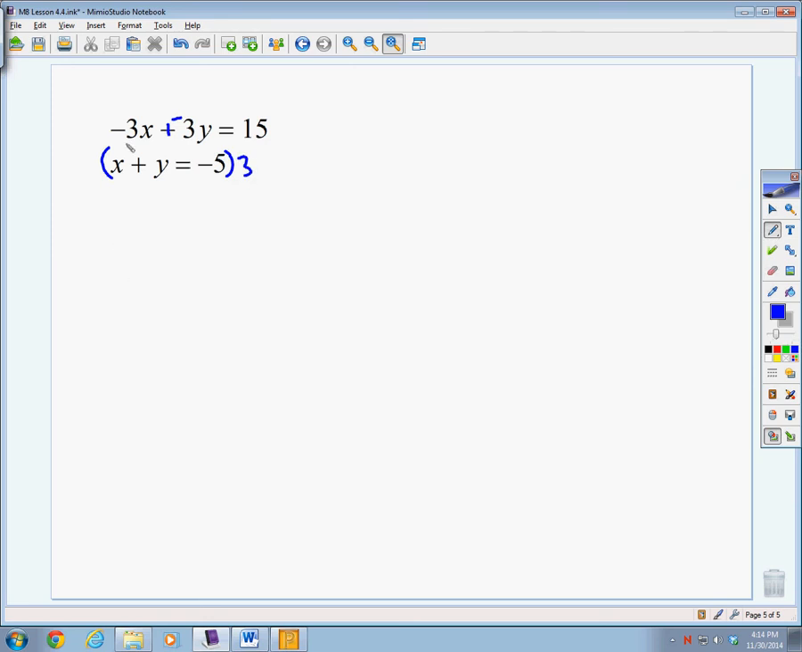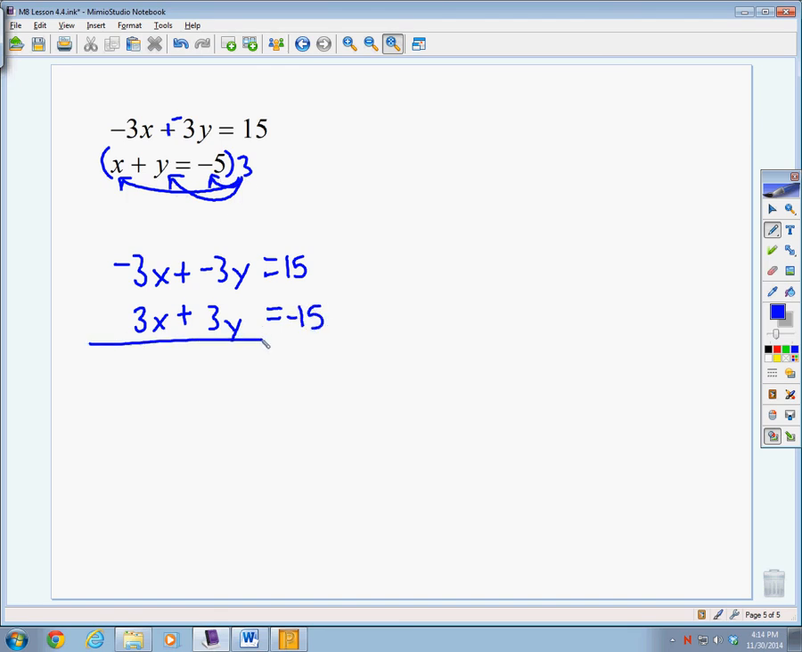So I have my first equation, negative 3x plus negative 3y equals 15. My second equation, 3 times x gives me a positive 3x, plus 3 times y is a positive 3y, and 3 times a negative 5 is going to be a negative 15. Let's see what happens when I combine these. Negative 3x plus positive 3x cancels out. Negative 3y's plus positive 3y's cancels out. So on the left side of our equal sign, I have 0. 15 plus a negative 15, well, that equals 0 as well.